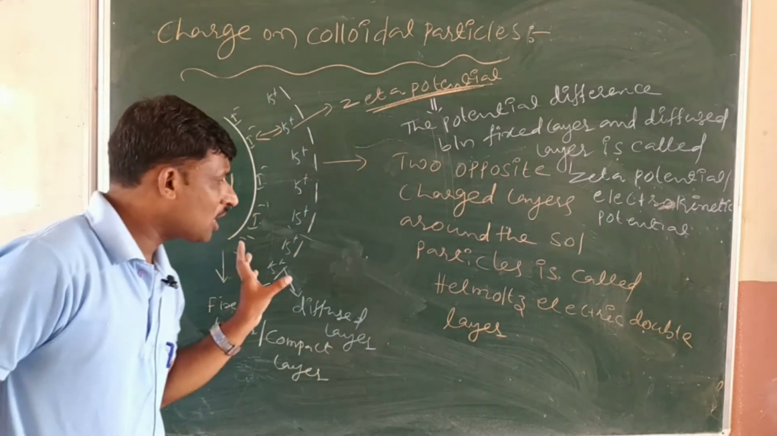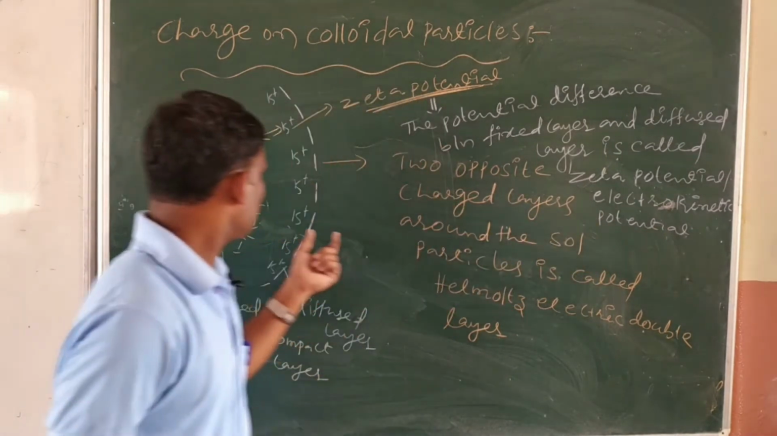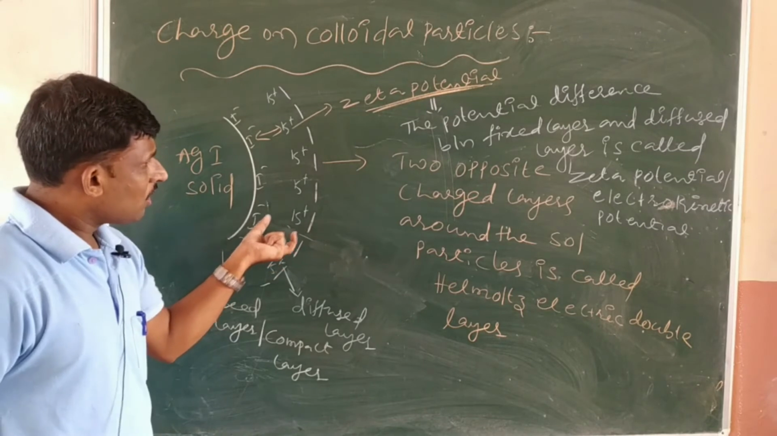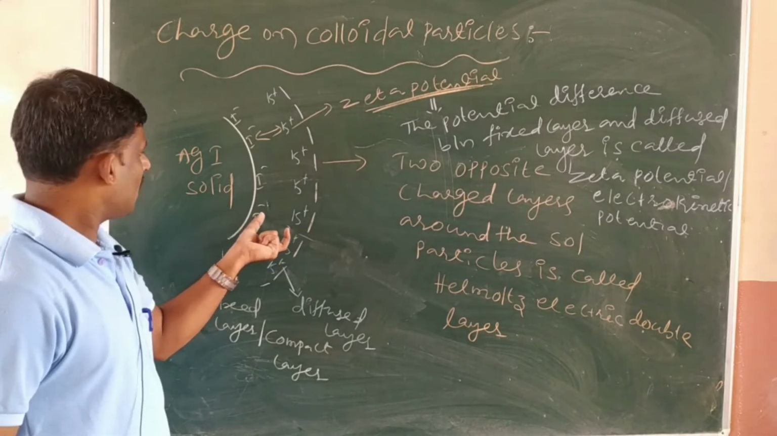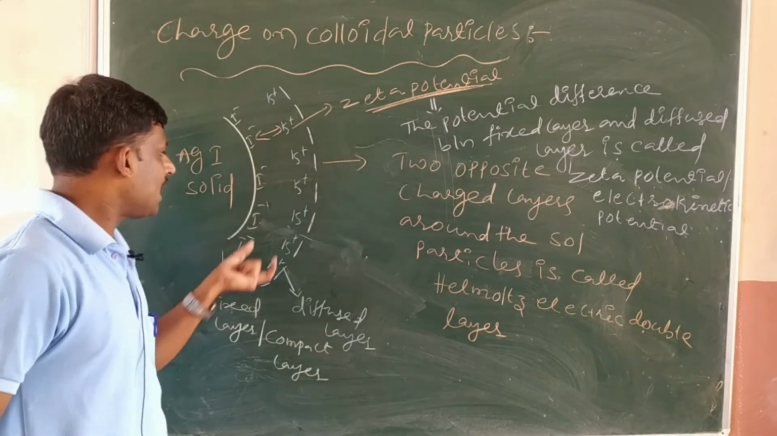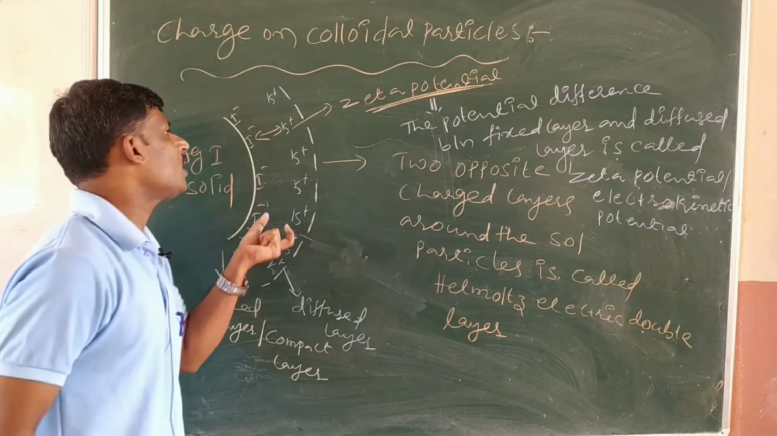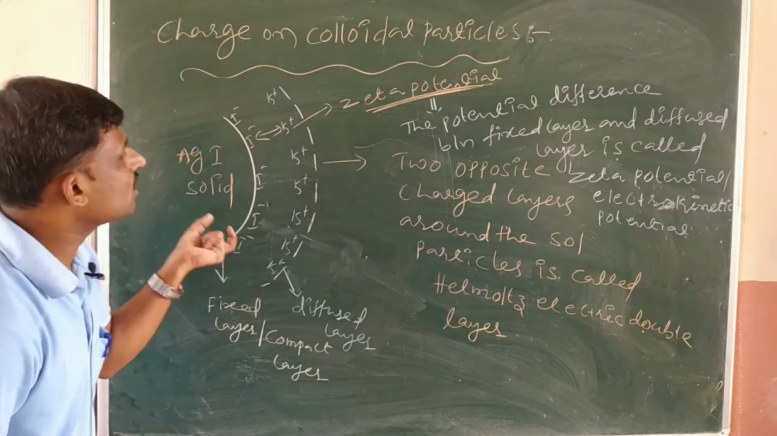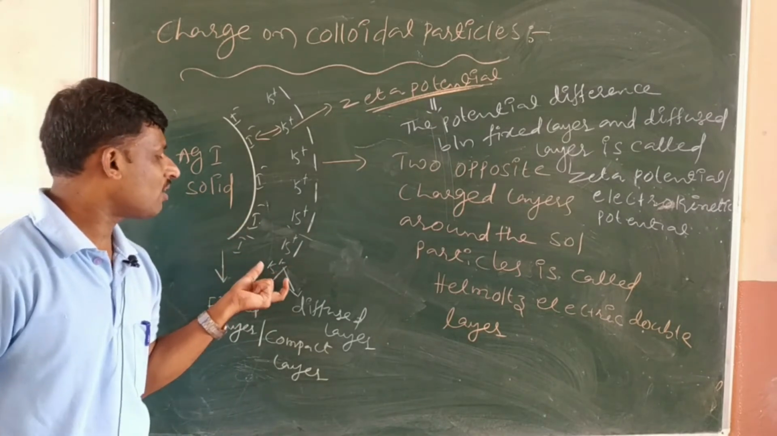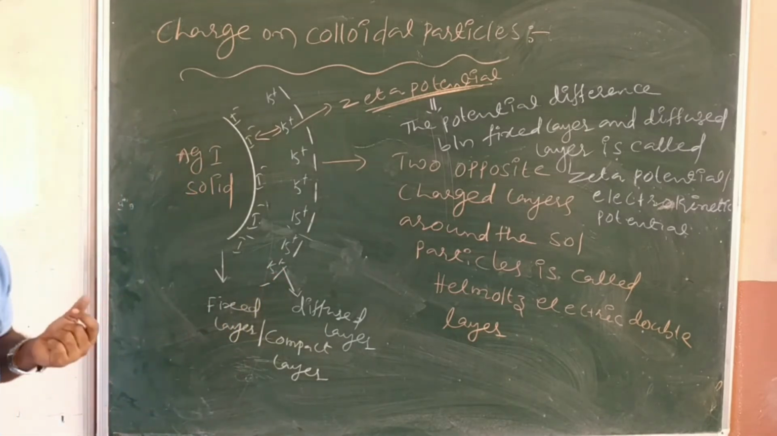Why are we calling it the electrokinetic potential? Because here there is kinetic movement: movement of ions takes place, and due to that the potential is developing. That's why this is called the zeta potential or electrokinetic potential, due to the movement of ions, the movement of charged particles.